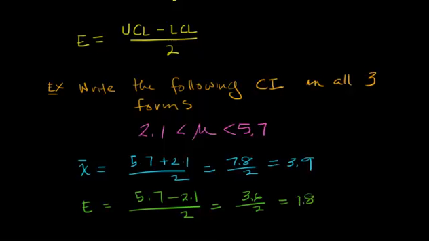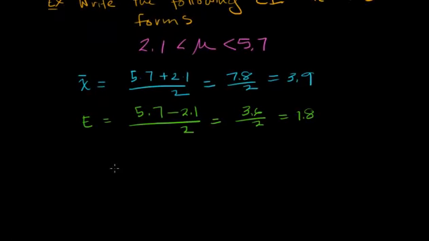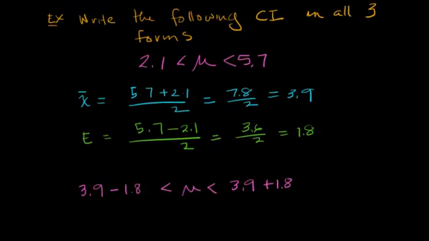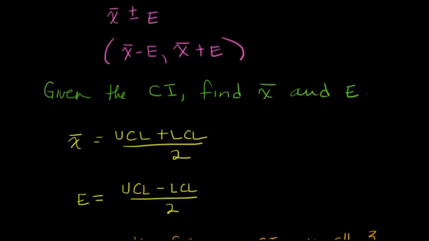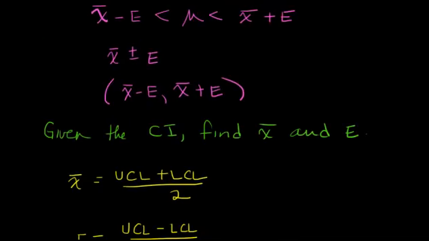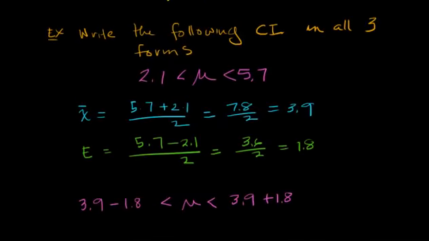So now we can write it in the three forms. We have our point estimate, 3.9 minus 1.8, less than mu, less than 3.9 plus 1.8. So we're writing it in that form using the different parts. Okay, x bar minus e, x bar plus e.